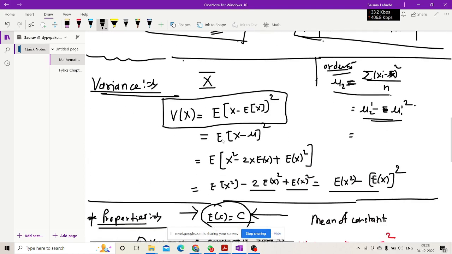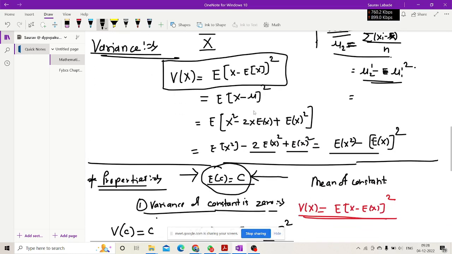Now what is variance? The formula for variance is expectation of (X minus expectation of X) whole squared. Okay, this formula we are using, and we are just trying to generalize it. This is just the explanation about the variance.